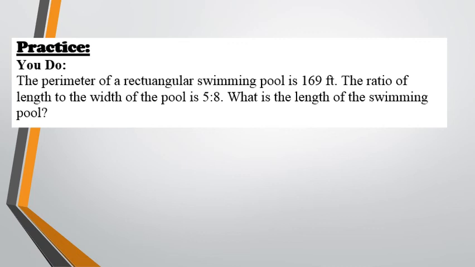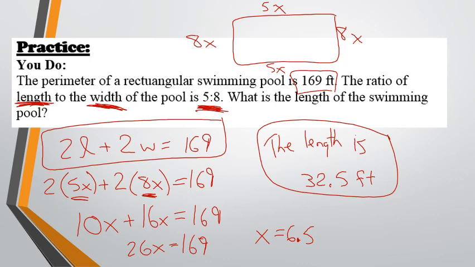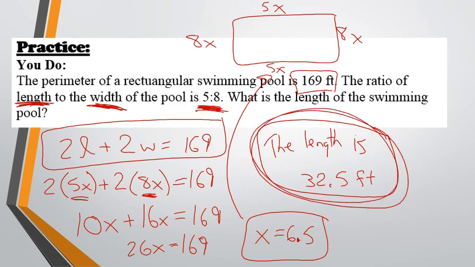Okay, so I drew the picture. I put 5x on the top and bottom and 8x on the left and right. The reason I did that is it says the ratio of length to width is 5 to 8. So the length can be 5x and the width 8x. Again, I used the formula that we know, 2L plus 2W equals 169. So that's 2 times 5x plus 2 times 8x. When you solve for x, you get x to be 6.5. And then I take 6.5 and multiply it by 5, and I got my answer. The length is 32.5 feet.